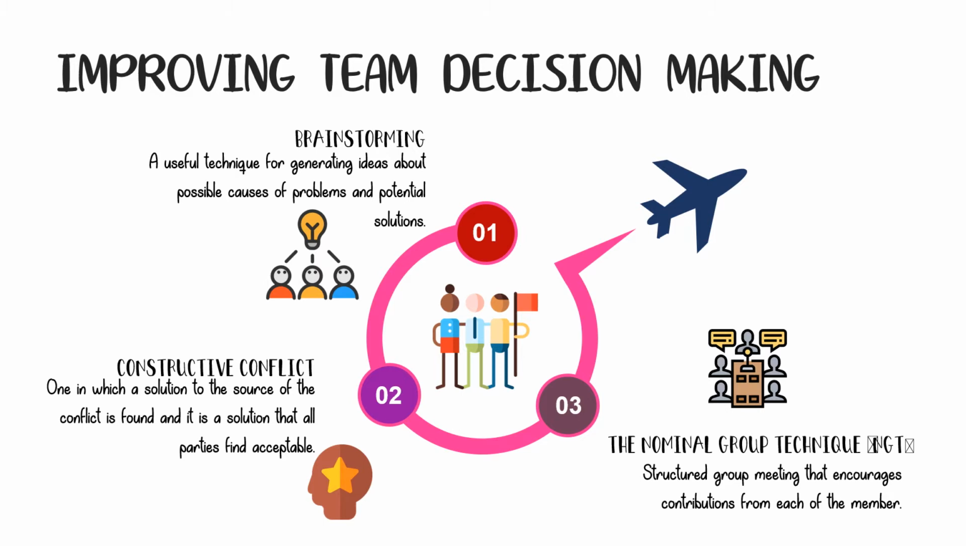How do we improve team decision making? We can brainstorm to generate ideas about possible causes of problems and potential solutions. Constructive conflict is used to balance the interests of different members to maximize the opportunities for mutual gains. We can also use the nominal group technique. It is a group process involving problem identification, solution generation, and decision making.